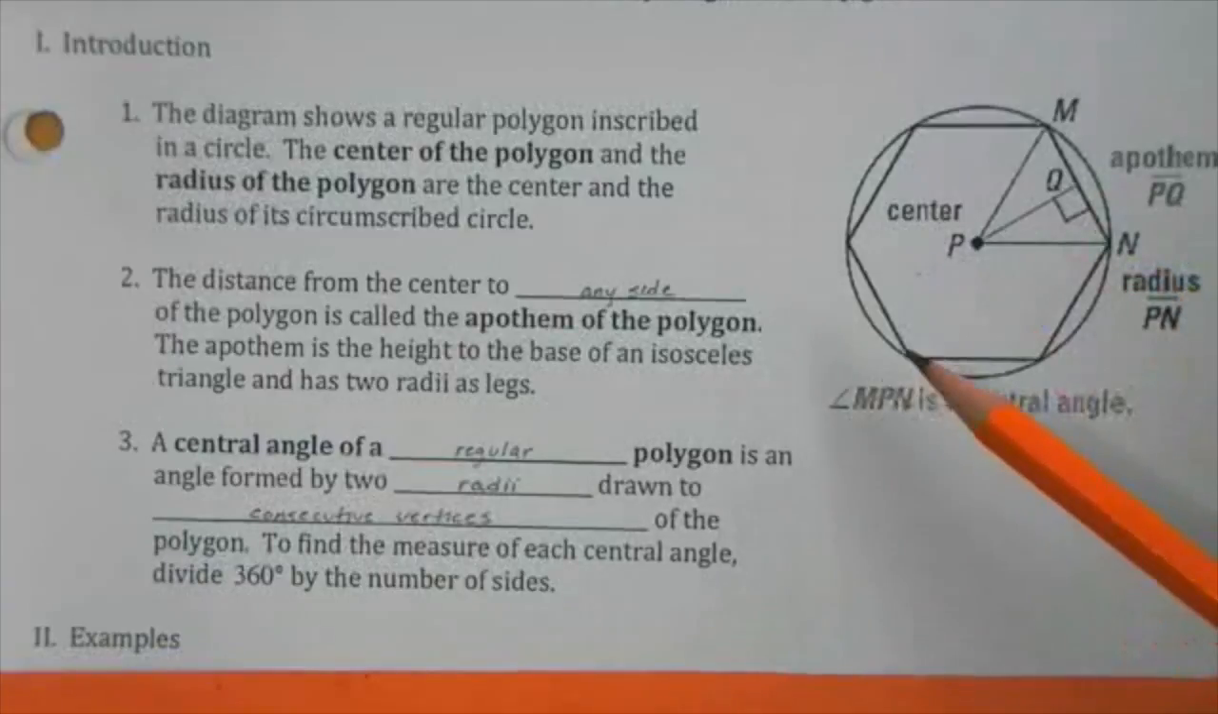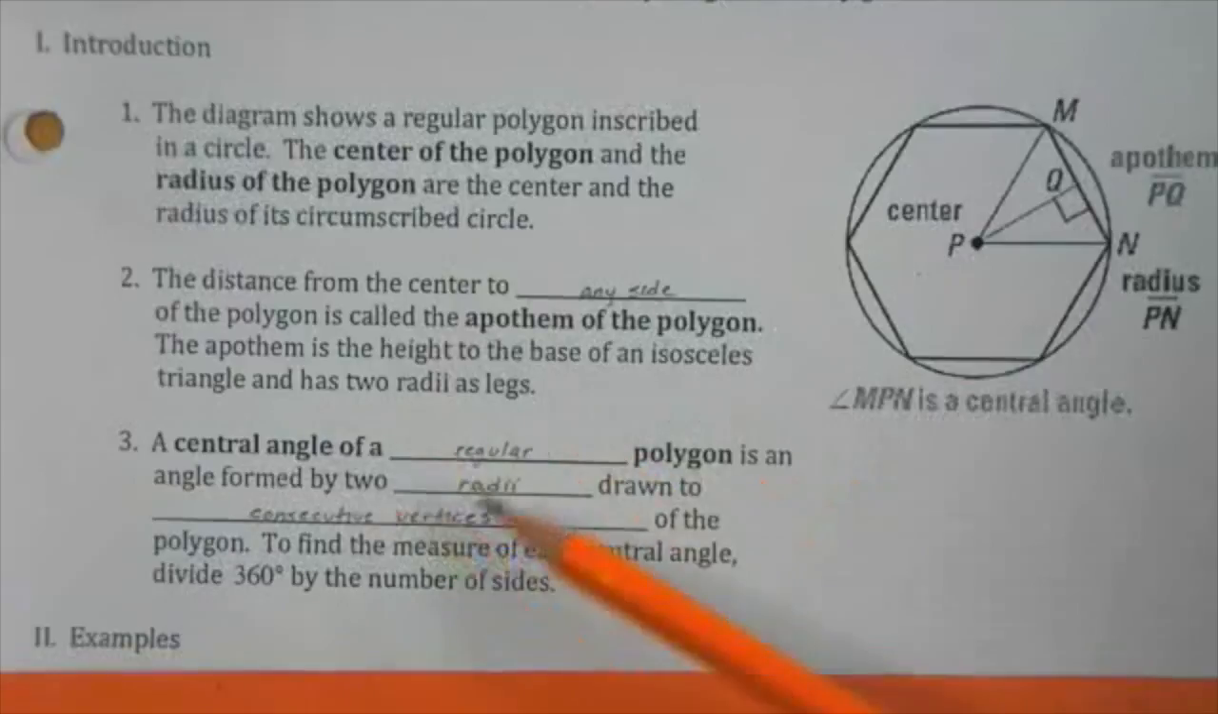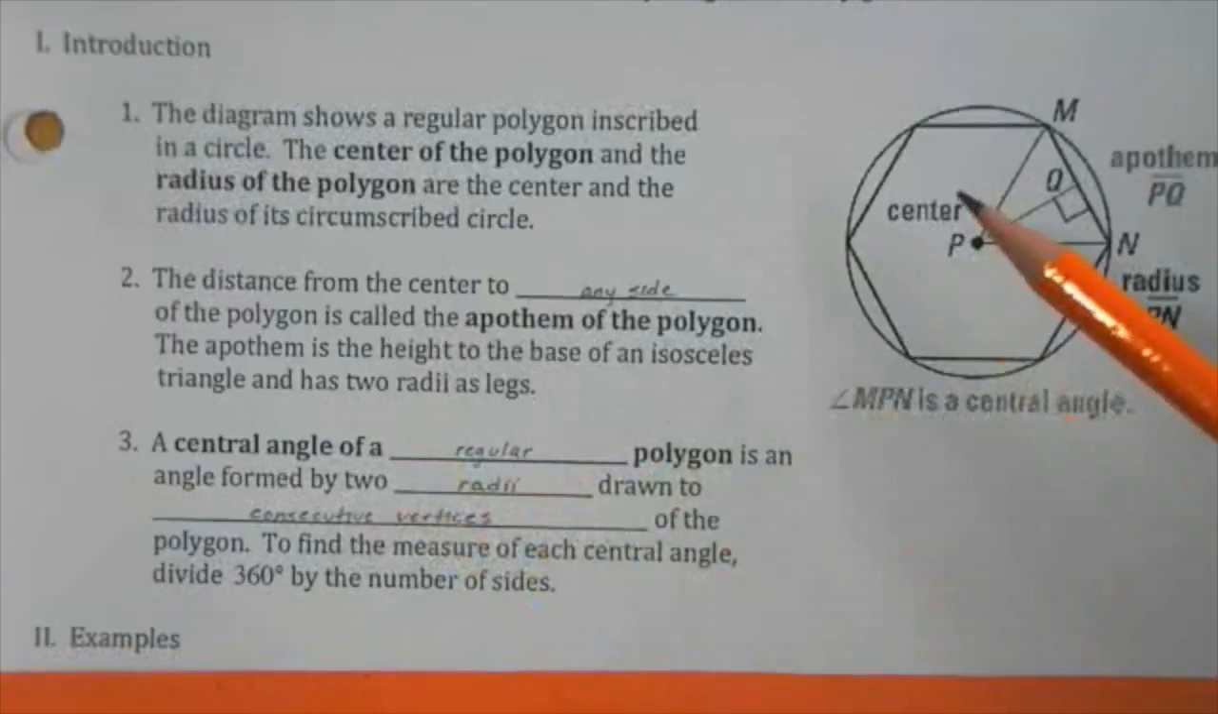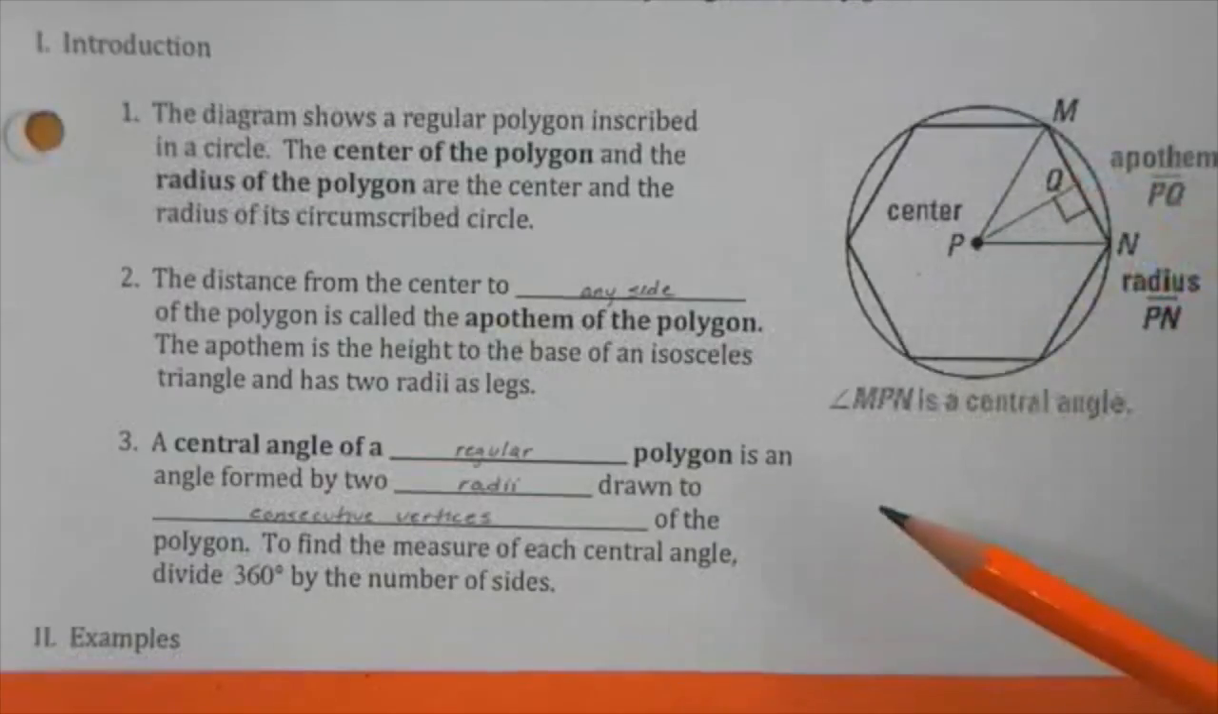The apothem is the height to the base of an isosceles triangle and has two radii as legs. And a central angle of a regular polygon is an angle formed by two radii. So we have that here, two radii drawn to consecutive vertices. So we have M and N are consecutive vertices of the polygon.